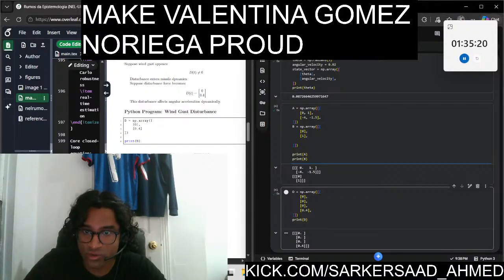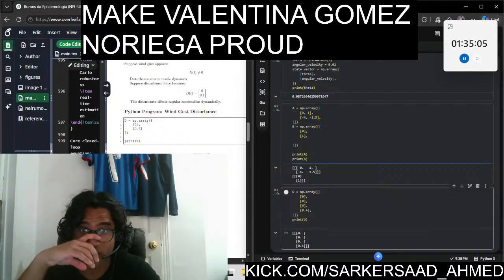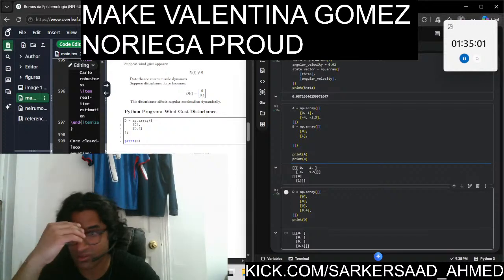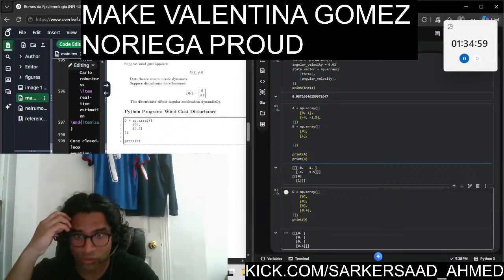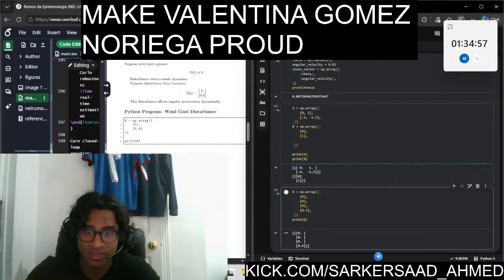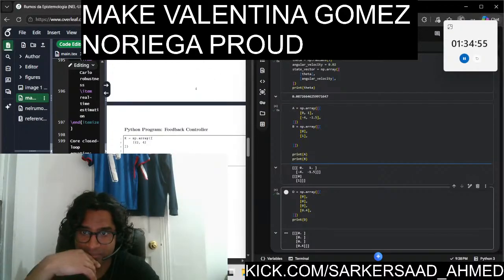So the TVC will rotate the missile nozzle. This changes the thrust direction dynamically. Suppose the feedback control law becomes U is equal to minus Kx, where K is equal to 12 and 4. So this is your feedback control matrix. The closed loop system will become A minus BK of x plus d of t.